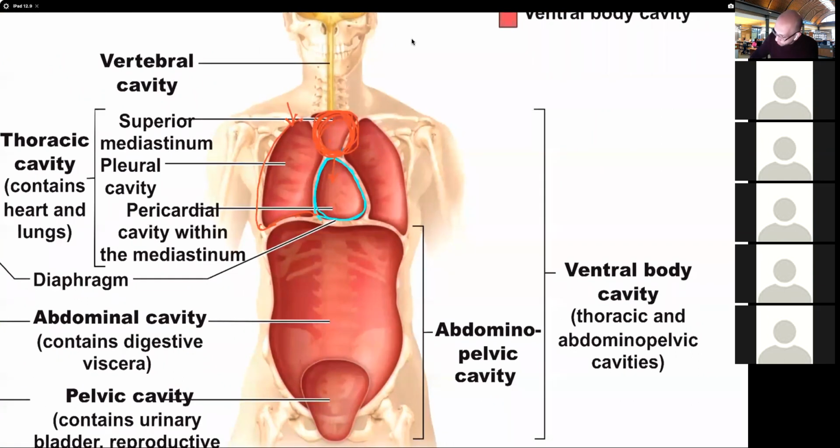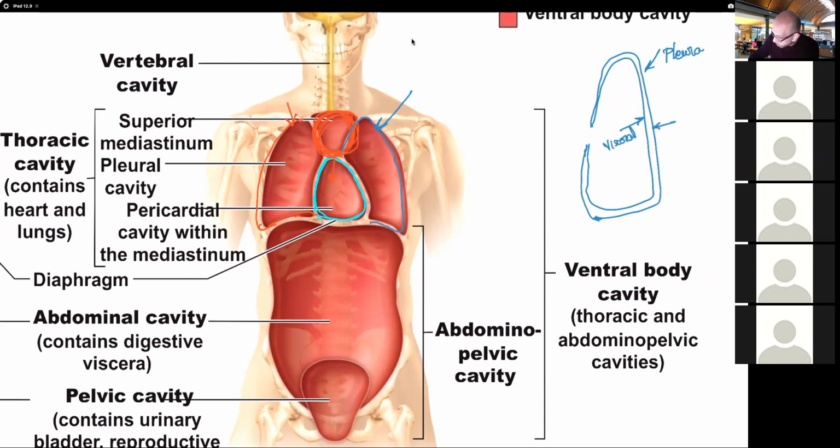It gets a little more complicated when we look at the thoracic cavity. The thoracic cavity is divided into three main cavities. Right and left pleural cavities. This is where the lungs are kept. The lung is surrounded by a serous membrane that has a double layer, surrounding the lungs like this. This is called the pleura. And the pleura has an internal layer. This is called the visceral layer. And to the outside, this is going to be the parietal layer.